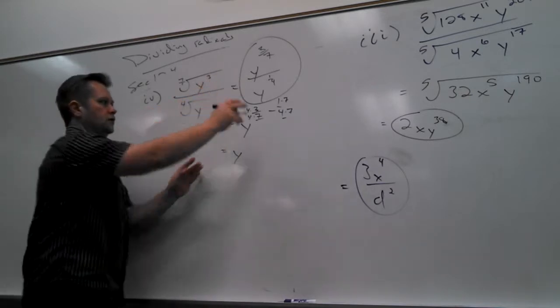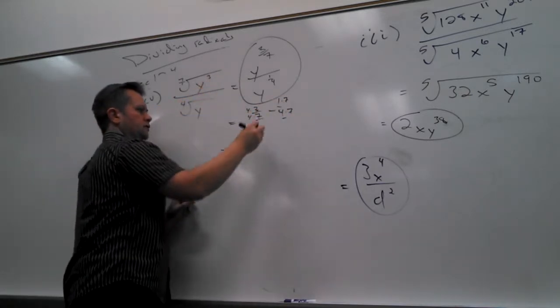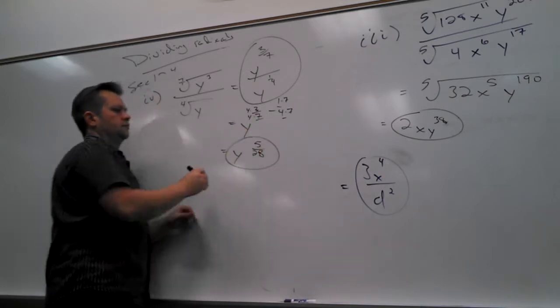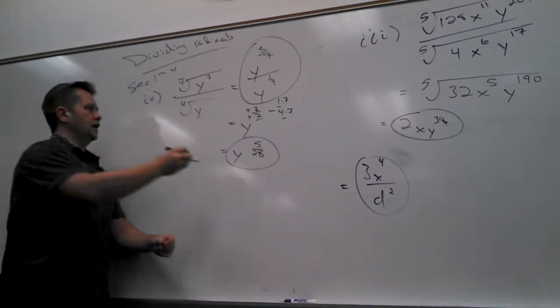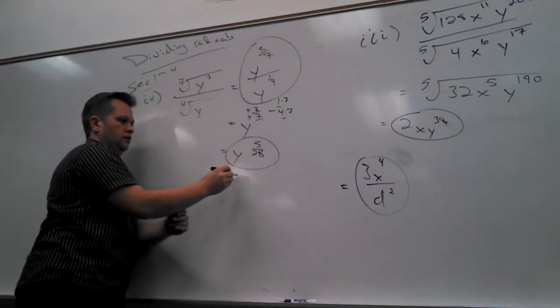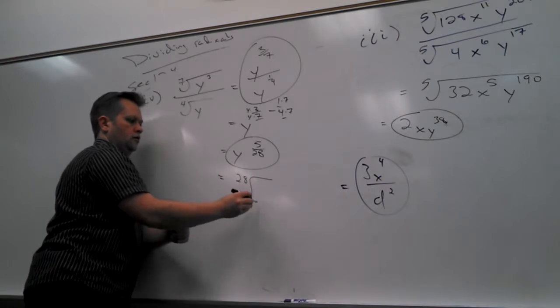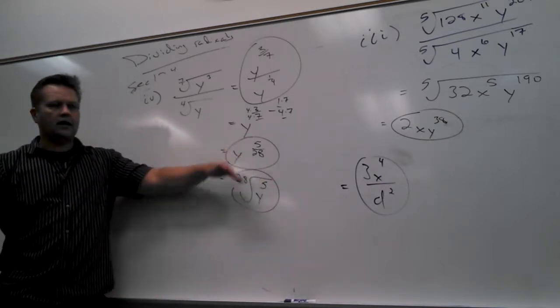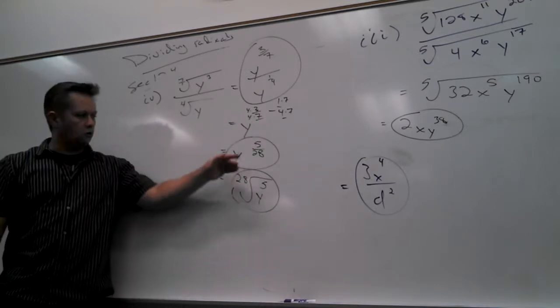So it's just the same as always. What's 12 minus 7? 5 over 28. Done. Or if they said, bring it back to a radical form, what would that look like? The 28 root. Depending on if they say to have it a certain way. If they don't, you can just stop there.